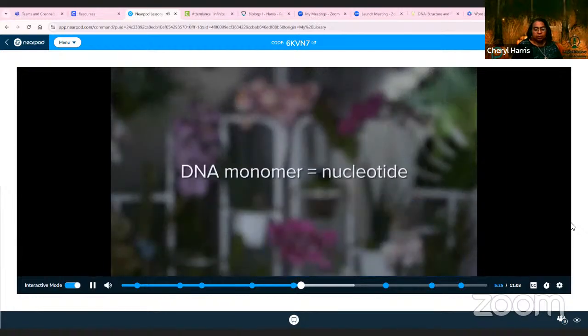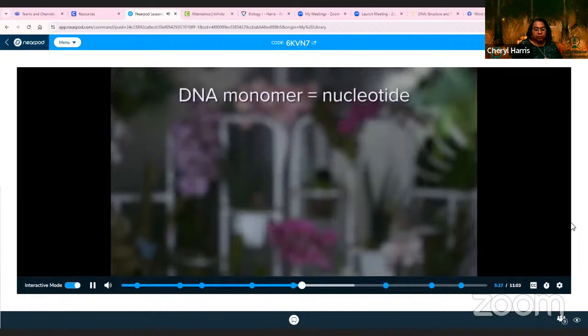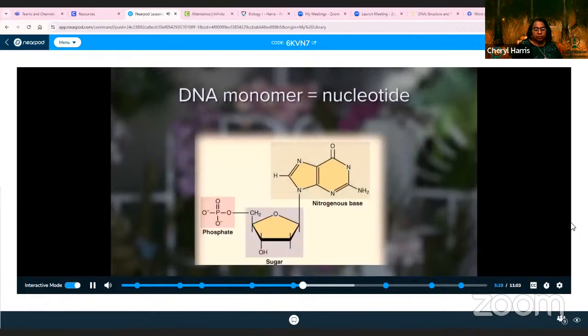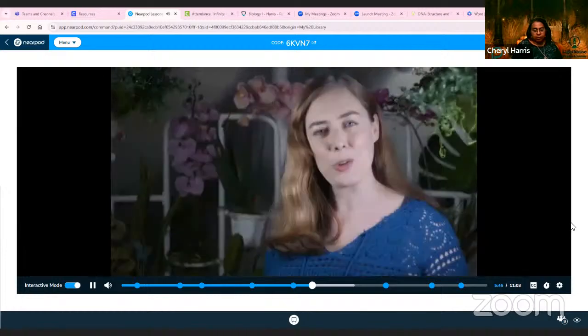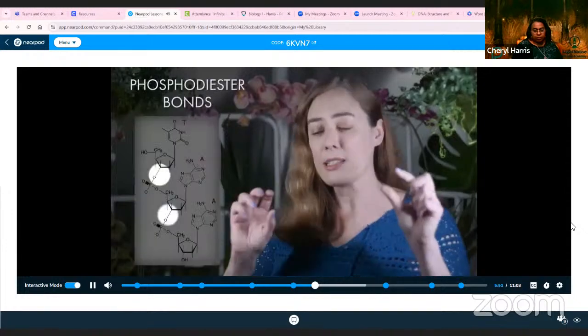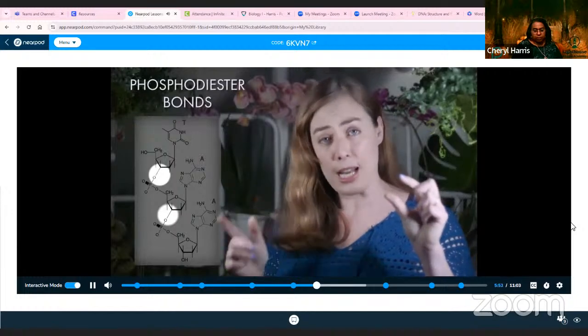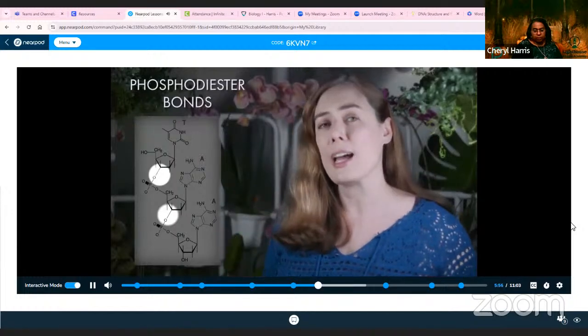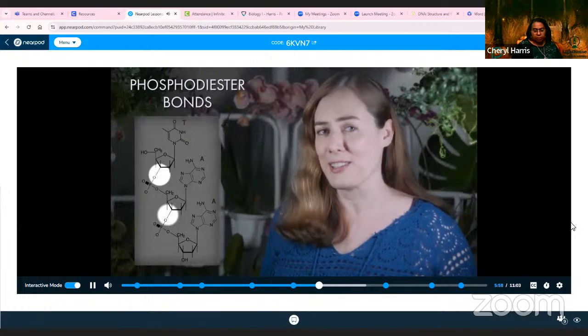One unit or monomer of the DNA polymer is called a nucleotide. This is one sugar, one phosphate, and one nitrogenous base. In the case of DNA, they're also called deoxyribonucleotides, as opposed to in RNA where they're called ribonucleotides because they contain ribose instead of deoxyribose. Nucleotides are joined together by covalent bonds. The phosphate group of one nucleotide is linked to the hydroxyl group on the sugar of the next nucleotide. These are known as phosphodiester linkages.